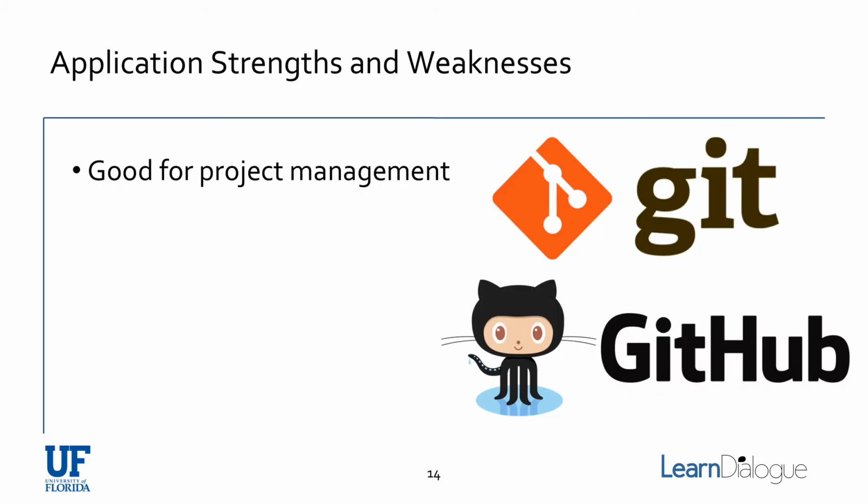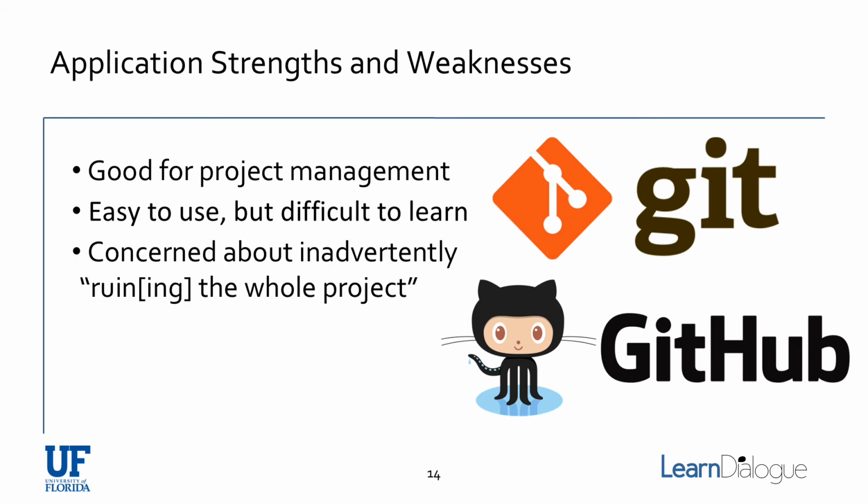GitHub is helpful for project management, allowing for organization and accountability through issue tracking and peer review. While many students said Git or GitHub was easy to use, about 20% explicitly stated that it was difficult to learn. Students also expressed concern about themselves or their collaborators inadvertently ruining the whole project. Another common weakness reported for versioning tools was merging issues.